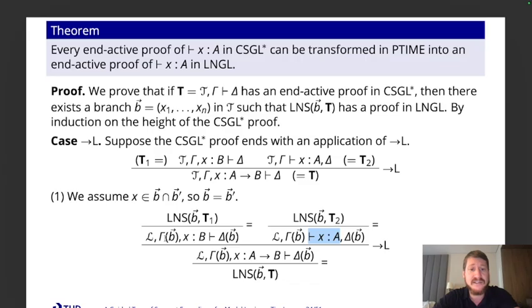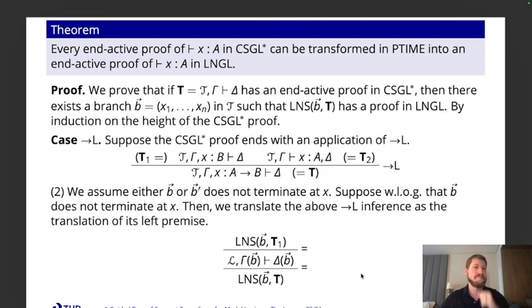Well, the nice thing is that both of these line sequents are of the required form to be able to apply the implication left rule. So if I apply the implication left rule, I get the following, which is the translation of the conclusion with the branch B. Okay? So the inductive step goes through in this case. Okay, let's consider case 2.